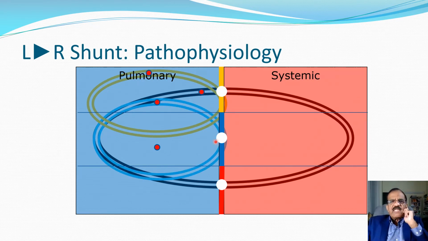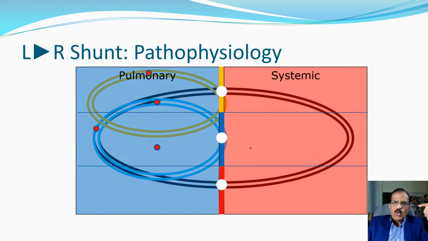Now, if you take the example of VSD, ventricular septal defect, the level of shunting is different because this time it is from the left ventricle to the right ventricle, but everything else is the same. Blood passing through the pulmonary circulation is more than that passing through the systemic circulation. And the blood which is shunting from the left to the right is oxygenated.